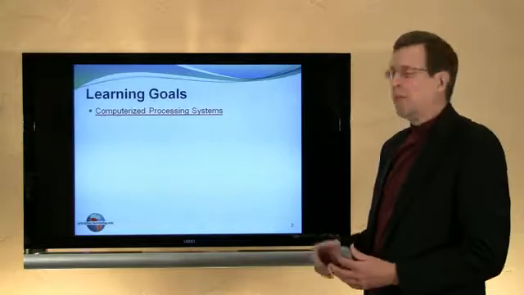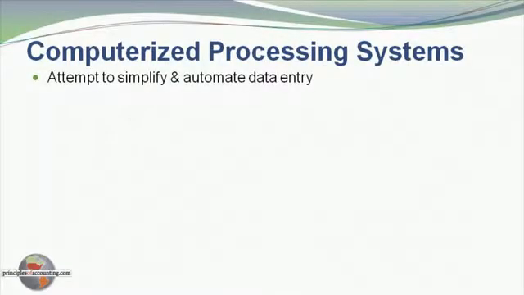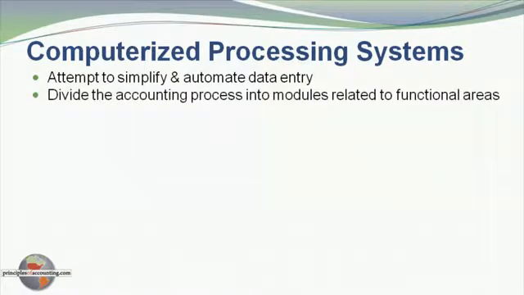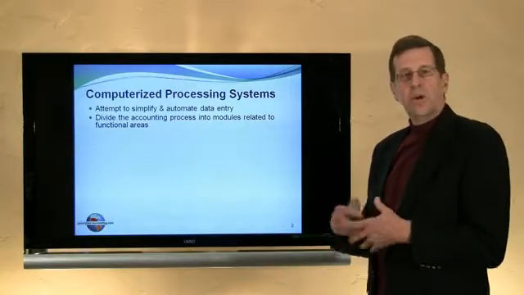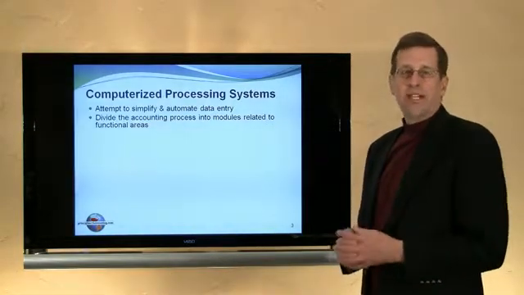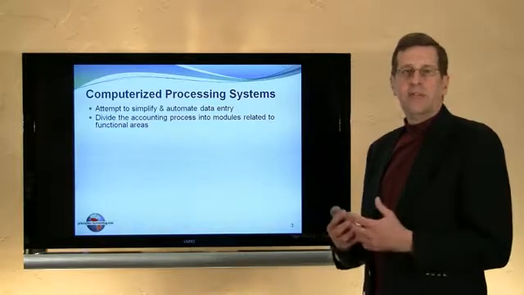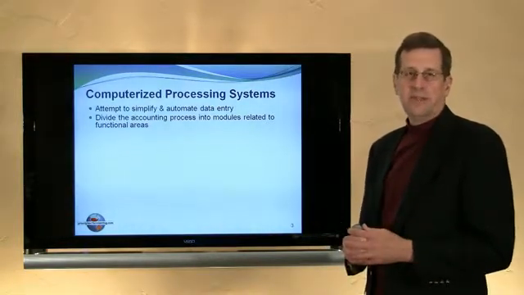In this module, we will be discussing computerized processing systems. Computerized processing systems present an attempt to simplify and automate data entry and processing. They often divide accounting processes into unique or distinct modules relating to particular functional areas. For example, there might be a module that relates to the sales function, where someone would, at the data entry terminal, enter information about sales transactions that would be converted into what would appear to be journal entries that can then be processed into financial statements.